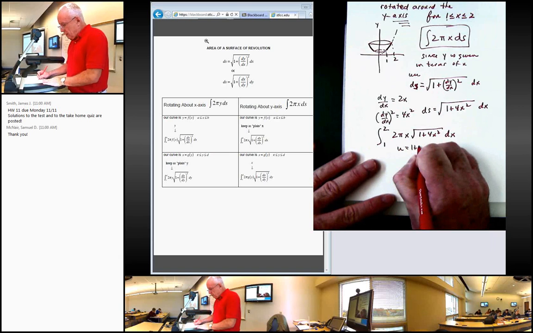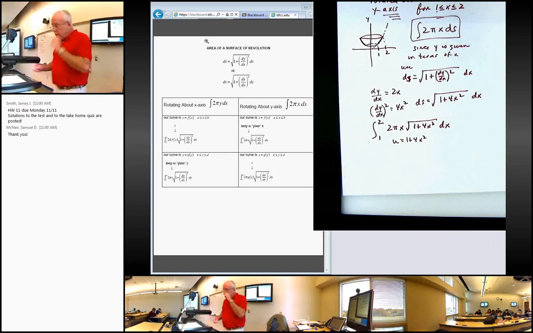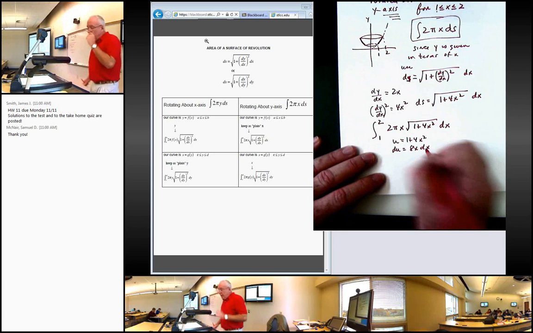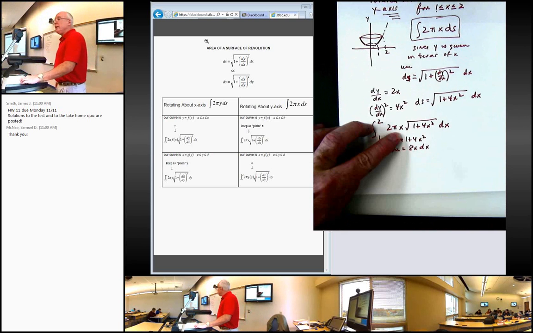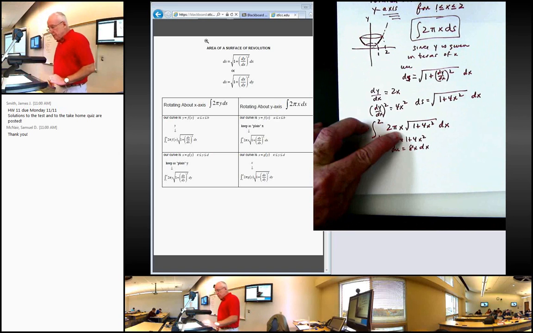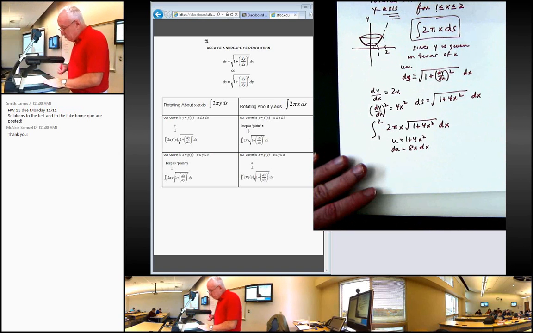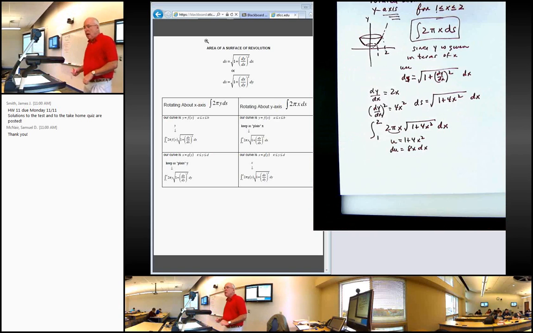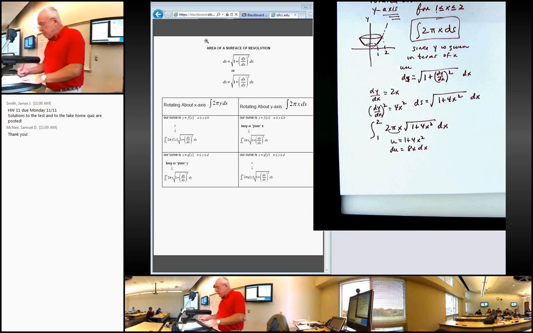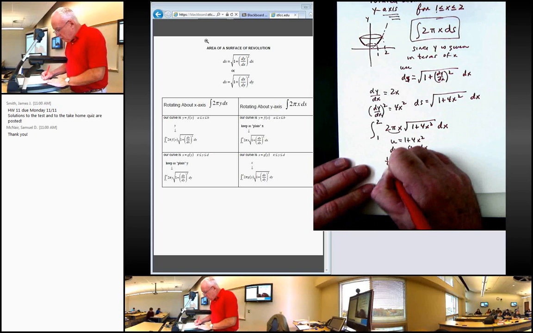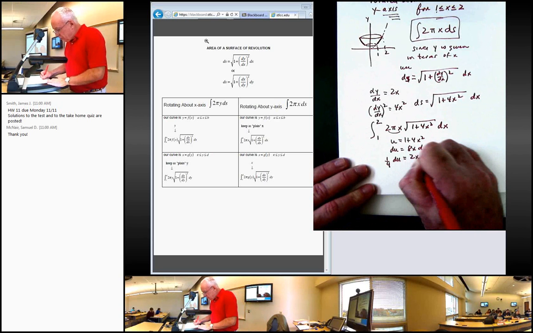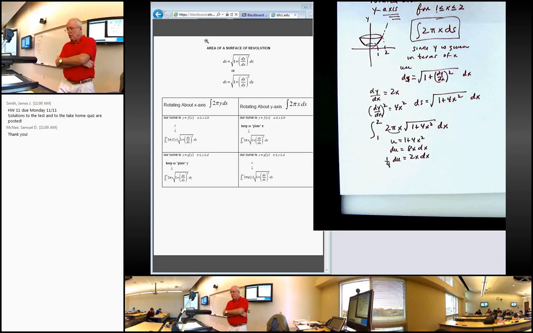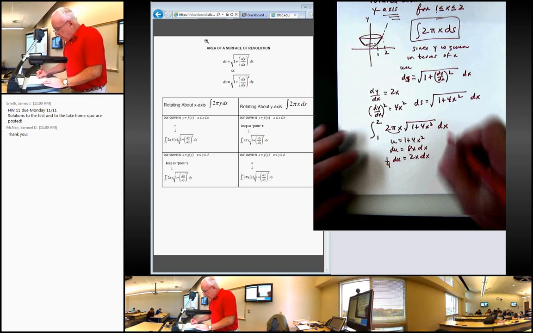Right, u equals 1 plus 4x squared, and then our du is going to be equal to 8x dx. Notice very nicely we have an x right here, so that's going to save us. Since we already have a 2x here, I'm just going to divide each side of this by 4. So 1/4 du is equal to 2x dx, because we already have a 2 there in our integral.